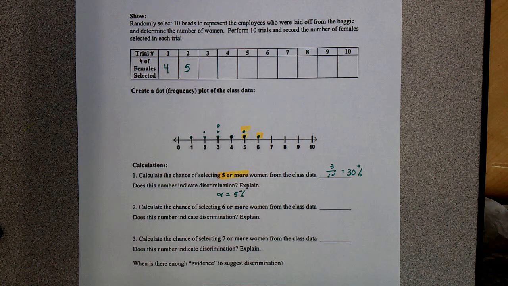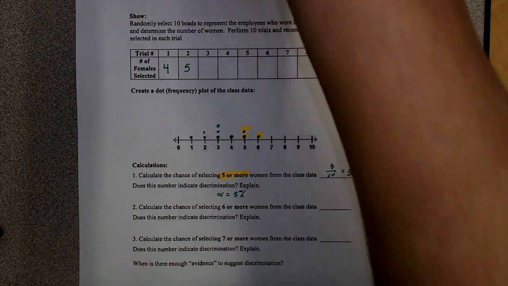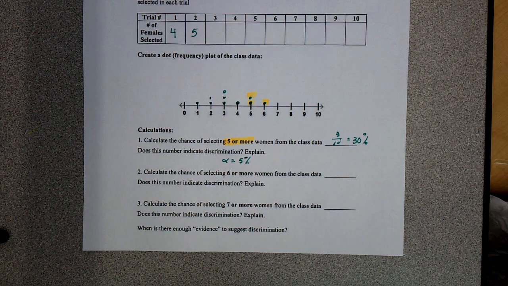Remember, our null is that they are innocent. There is no discrimination. So you repeat that for your 10 samples, you plot them, and then you answer the following questions. And that's all there is for your homework on this chapter.